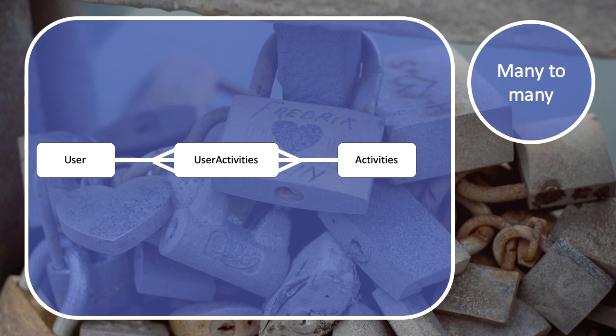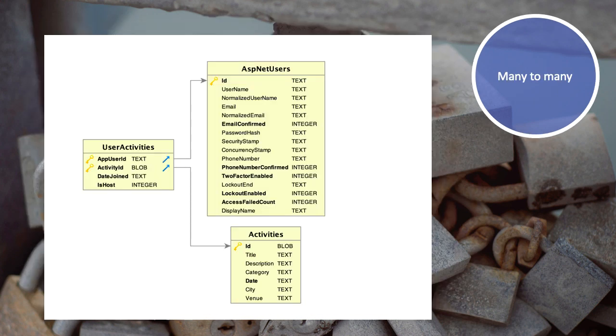But the way we need to configure this in Entity Framework Core is to treat this as two separate one-to-many relationships. And what we're going to have is a join table, which in this case is going to be user activities. And this is going to join our two entities and allow us to have an activity that has many users and a user that's attending many activities. And this is how it's going to look in our database.